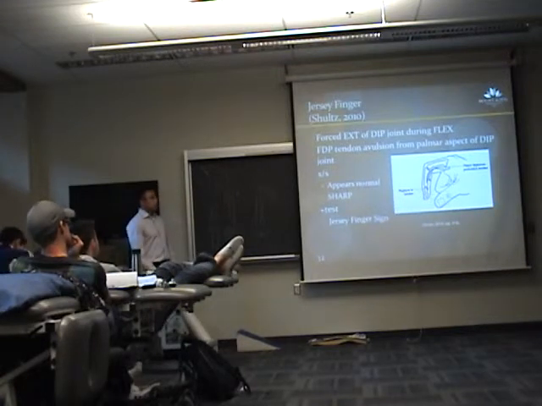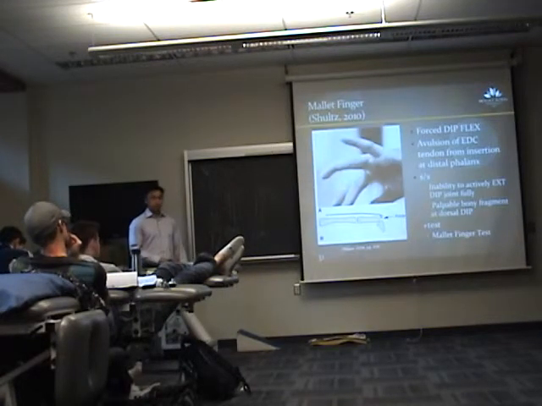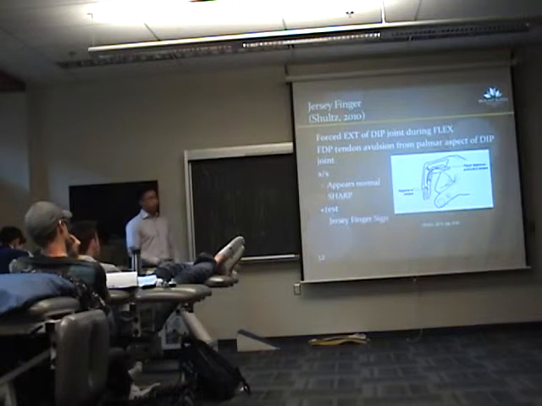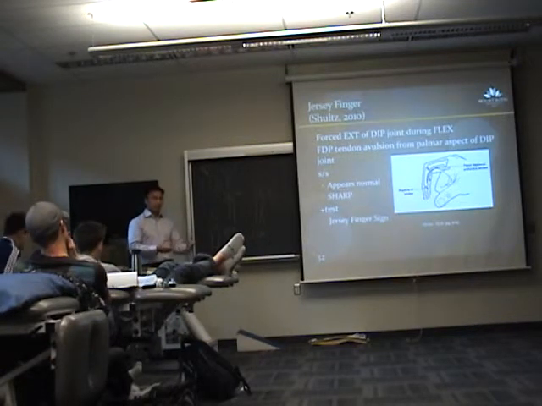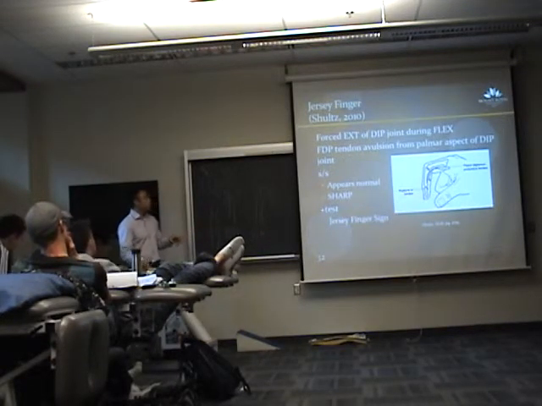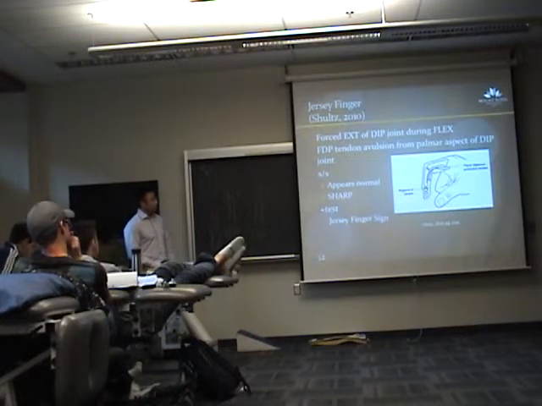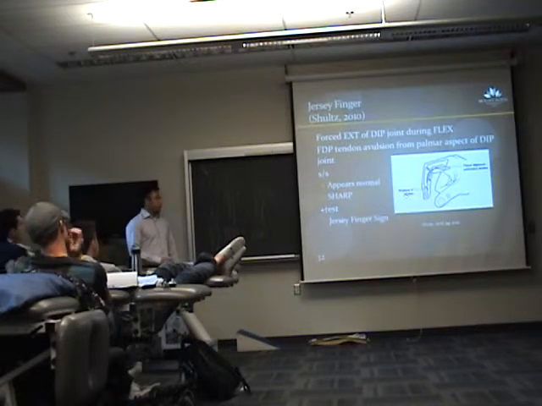Jersey finger: mallet finger is an extensor tendon issue, jersey finger is a flexor tendon issue. So that's the mechanism. You're trying to grab somebody and the jersey gets pulled, forcing the digits into extension as you are trying to flex. When that happens, the tendon gets pulled off the bone, it's an avulsion. And if that happens, the person will be unable to flex at that joint.